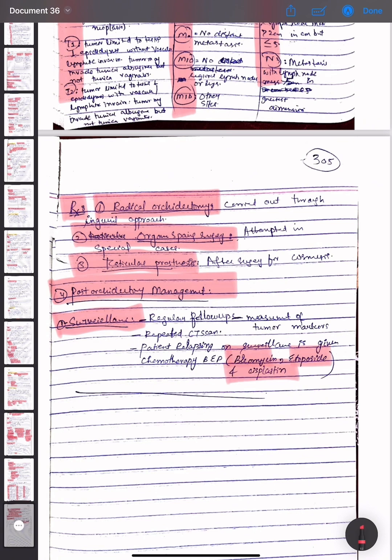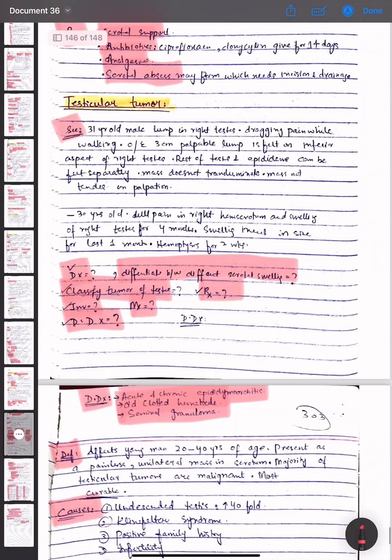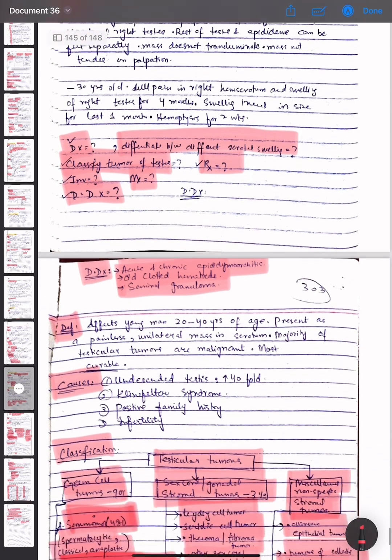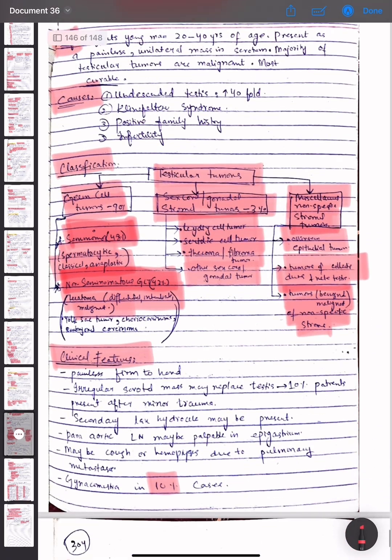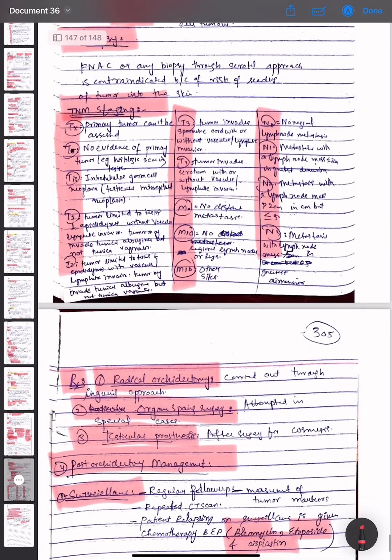Okay, so we have discussed the testicular tumor: the scenario, then the diagnosis, differential diagnosis, the definition and the causes, and the classification, then the clinical features and the investigation options, and then the TNM staging and the treatment options.